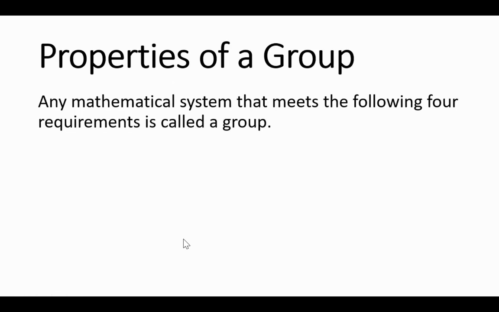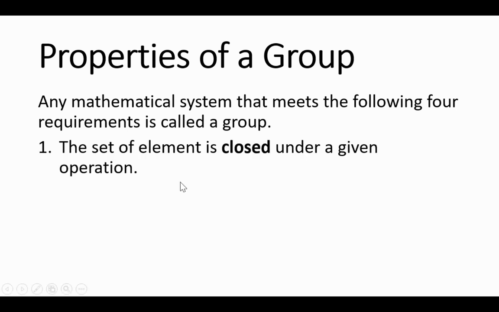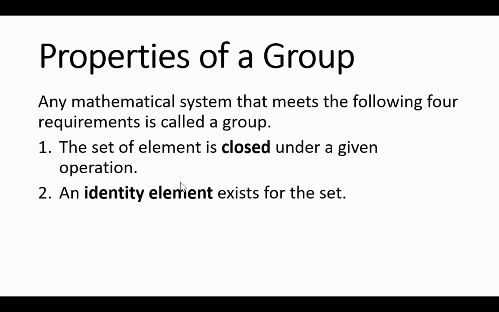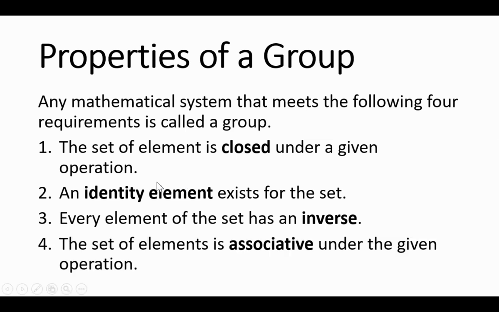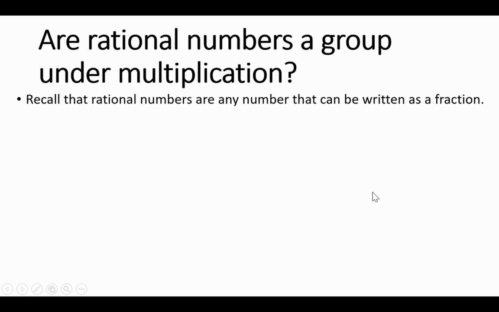Let's keep rocking. Properties of a group. Any mathematical system that meets the following 4 requirements is called a group. Number 1, set of operations is closed under a given operation. So that's, if you go back in the video a little bit, you'll see what that means in case you forgot what closed means. Number 2, an identity element exists for the set. We have to be able to identify. Addition is going to be a 0. Multiplication is going to be a 1. Number 3, every element in the set has an inverse. So if you have 2 in the set, you can have 1/2 as well as its inverse. And number 4, the set of elements is associative under the given operation. Associative being able to move those things and use the associative property.